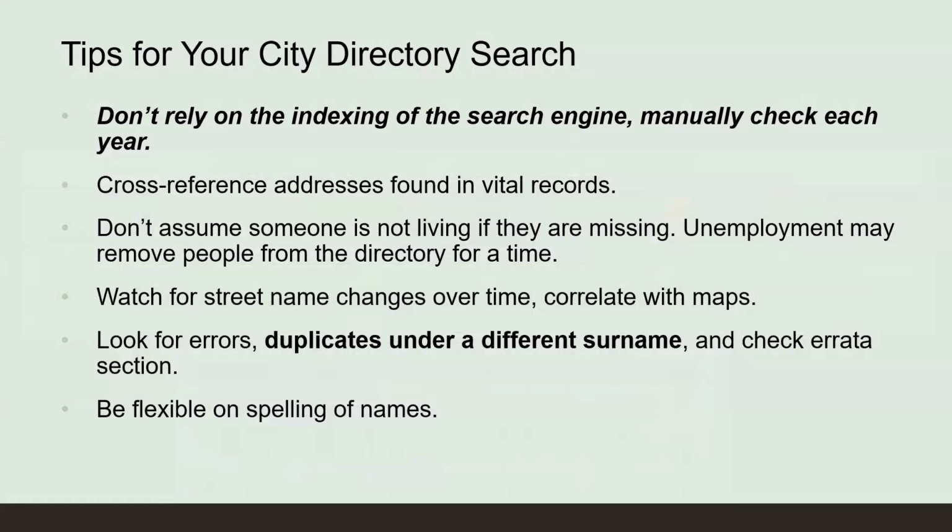Use what it comes up with as a starting point and then start going out from all the years that don't show up, right? Follow that family every year and see where they moved, see what happened with them. Don't forget to cross-reference addresses found in vital records. So look for those duplicate surnames in the errors section, etc., right? Be flexible on your spelling.